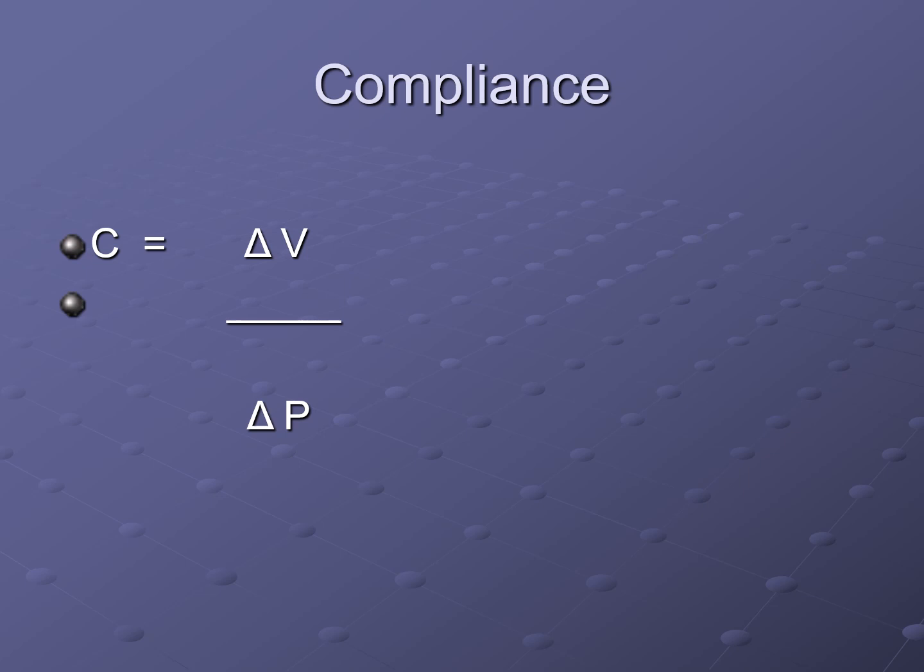Compliance equals change in the volume over the change in pressure. Obviously, if you've got lungs that are not as compliant, they're not going to be able to get as much volume in.